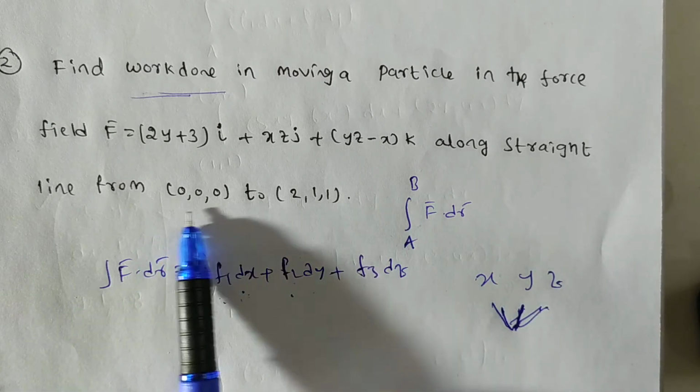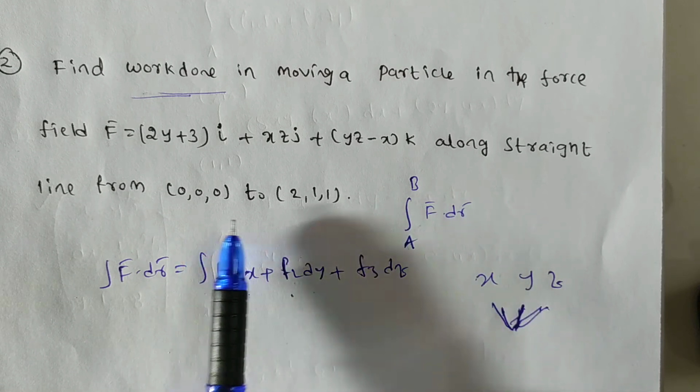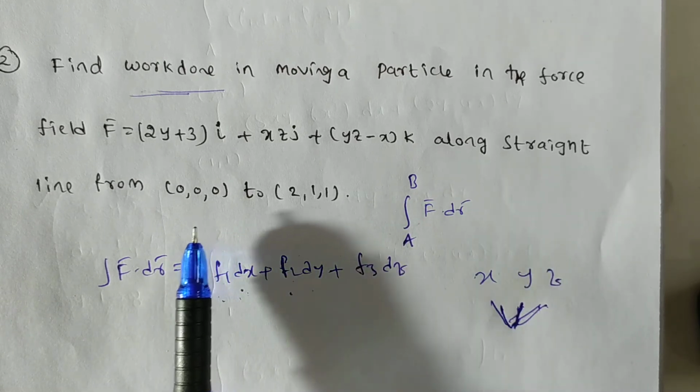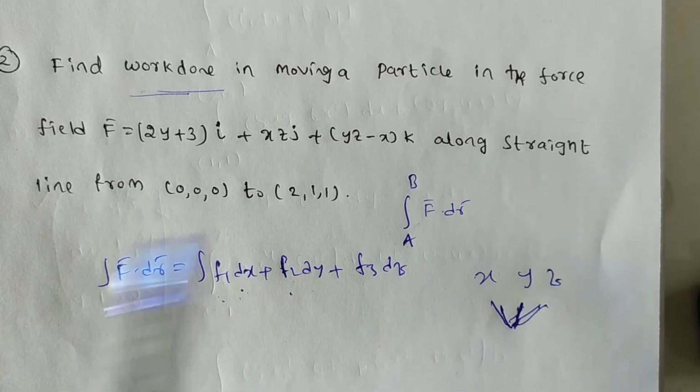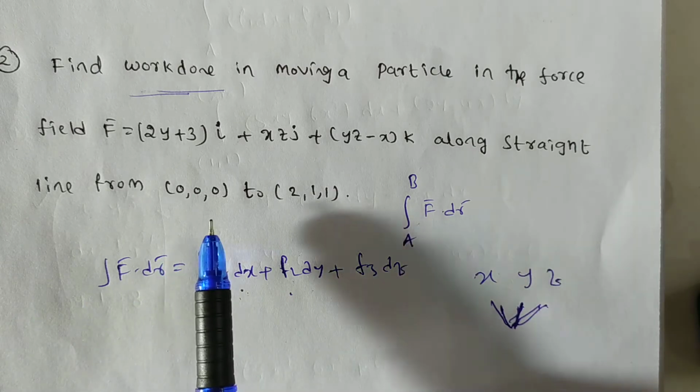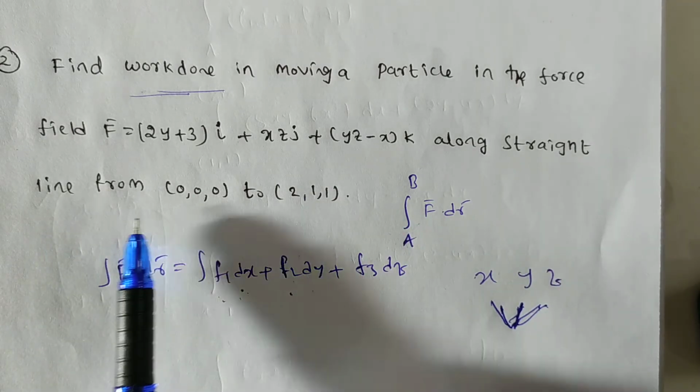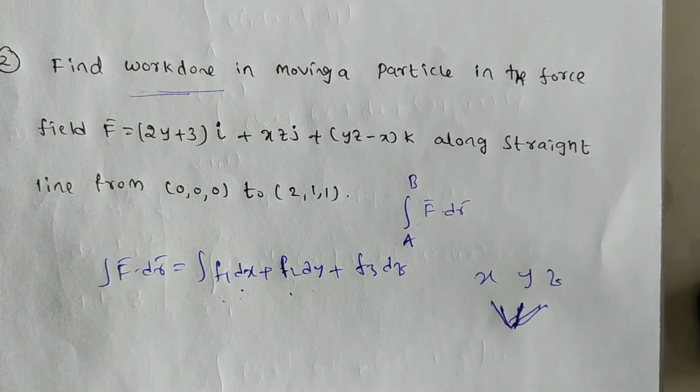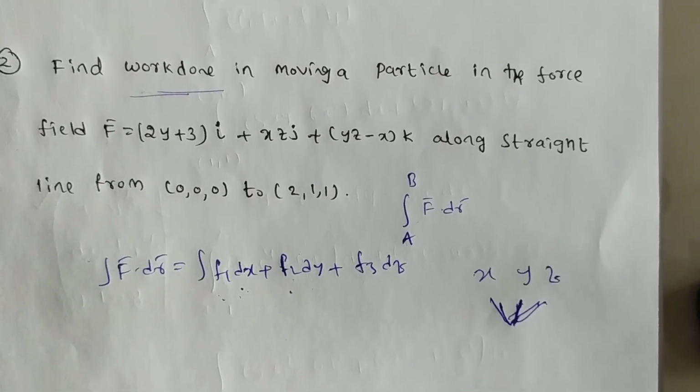Here you observe, have they given a curve like y equal to x square or y equal to x cube, or else x in terms of t, y in terms of t, z in terms of t? No. But what they gave is a straight line. Did they mention it clearly? No. They gave a point A to B, so we need to find the straight line first.